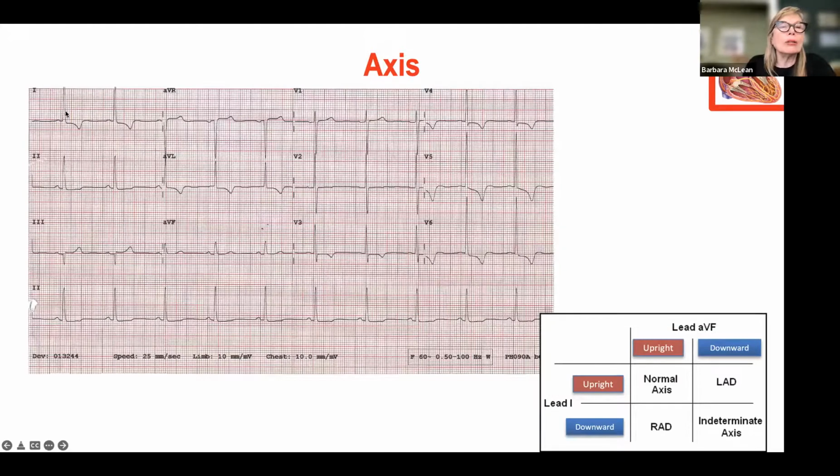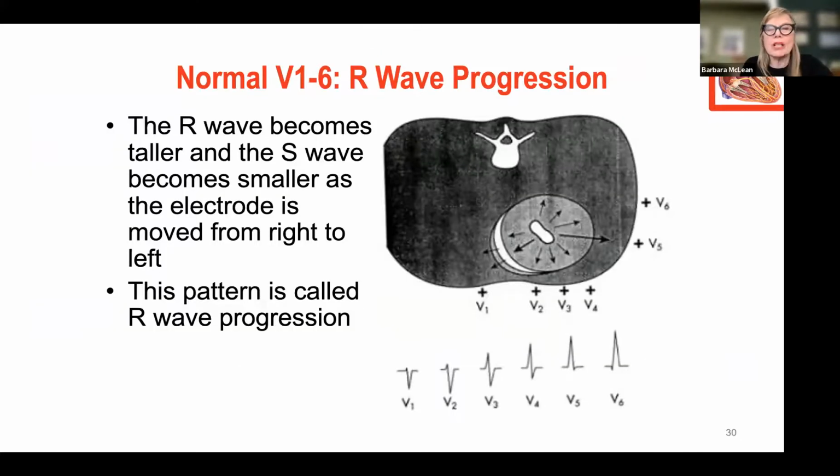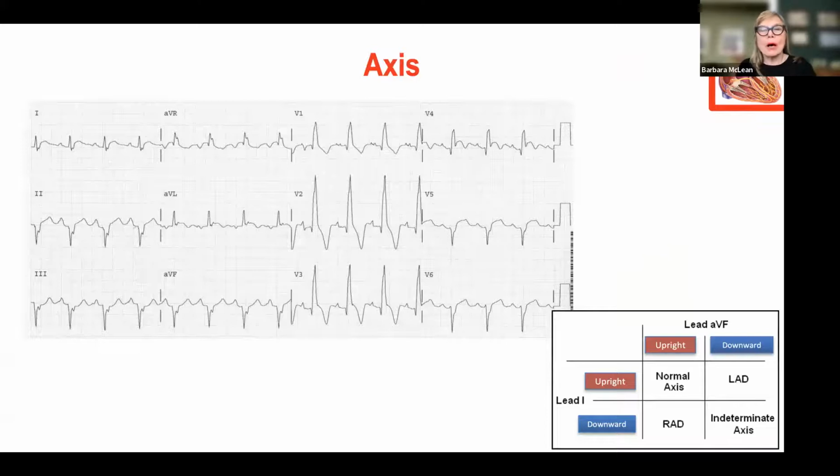All right, lead 1, you're upright. aVF, you're upright. Normal axis. Lead 1, you're upright. aVF, you're downward. Left axis. Remember, lead 1 represents that left side. Okay, so I gave you a little chart with those, but once we move forward, we're not going to have the chart anymore. That's okay, because although I would love for us to be able to unmute and shout out our answers, it just may not work out for us today.